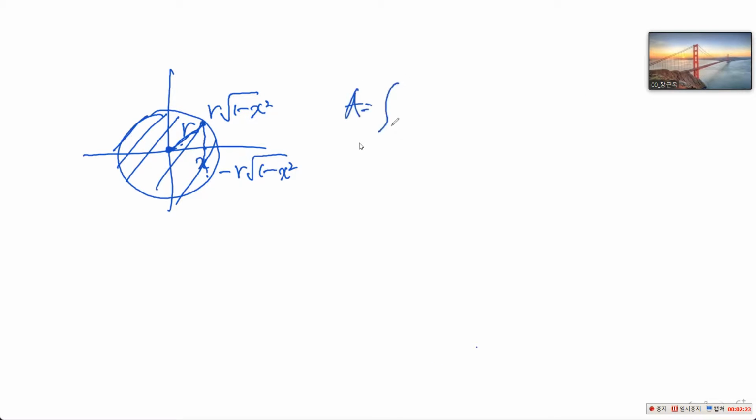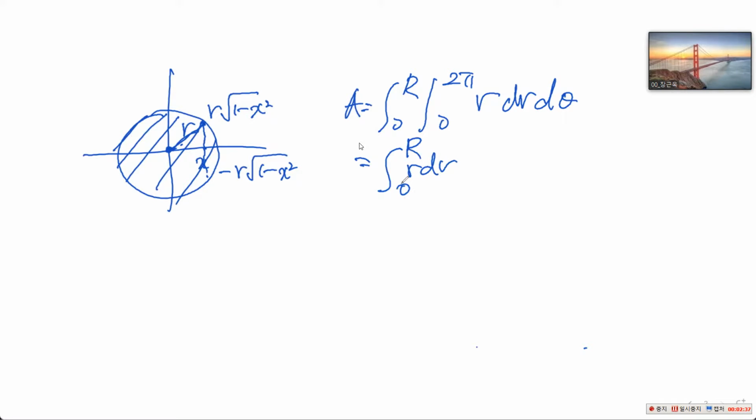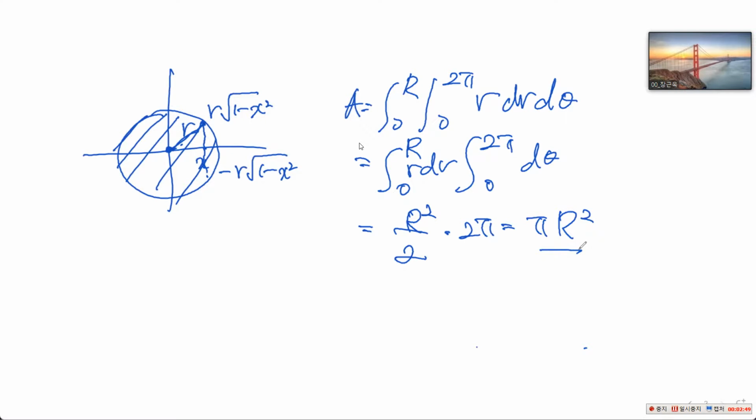Polar coordinates make the problem easy. I want to show the example. Area is given by r from 0 to r, theta from 0 to 2 pi, and we integrate the Jacobian value r, r dr d theta. Then we can show that the area of the circle is pi r squared, which we already know. That is the area. Then how about the perimeter?